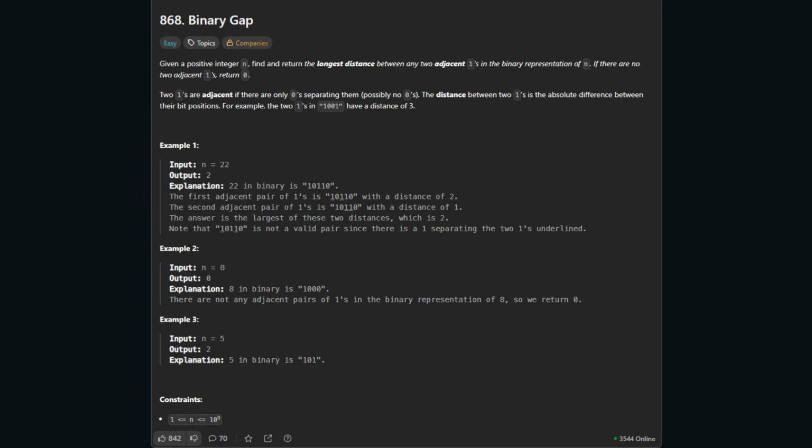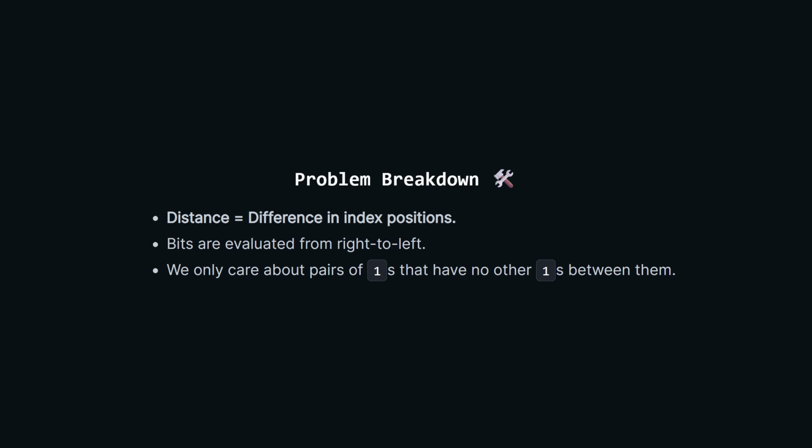The problem gives us a positive integer, let's call it n, and asks us to find the longest distance between any two adjacent ones in its binary format. If there aren't at least two ones right next to each other, with only zeros in between, we just return 0. What does distance actually mean here? It's simply the difference between the positions, or indices, of those 1 bits.